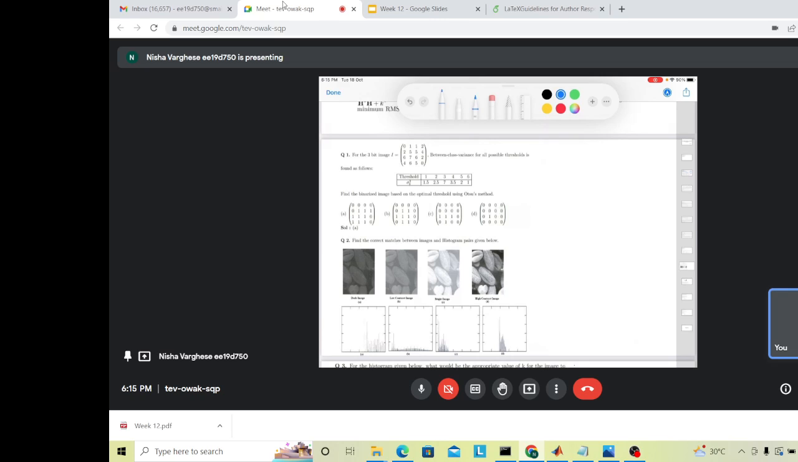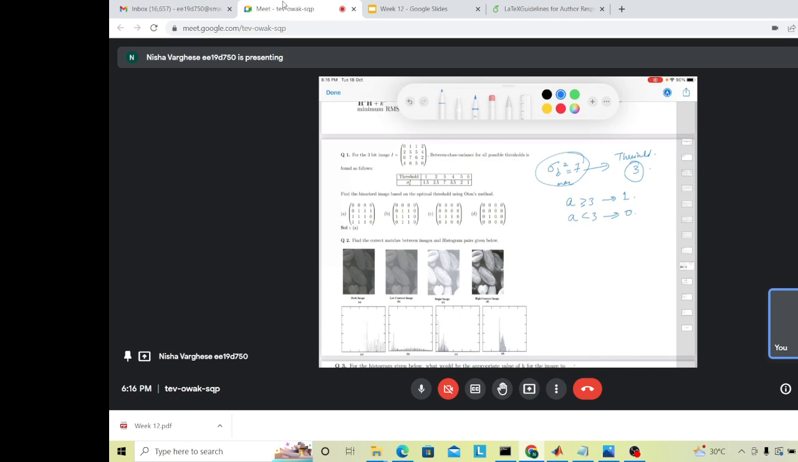So here sigma b square equal to 7, so that is a maximum value. So the corresponding threshold is 3. Then for the amplitudes, for intensities greater than 3, you can make it as 1. For less than 3, you can make it as 0.